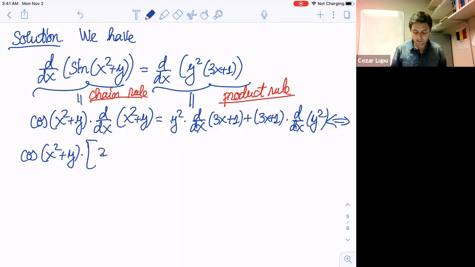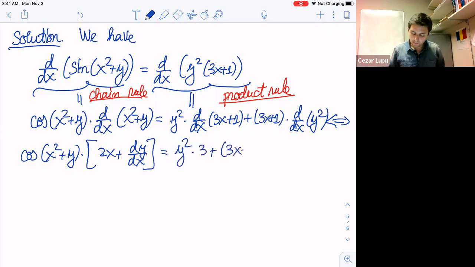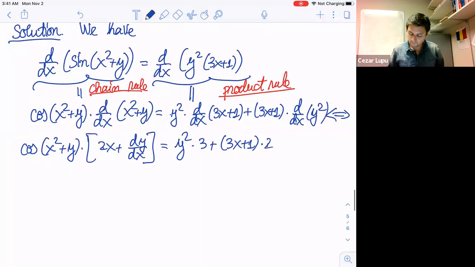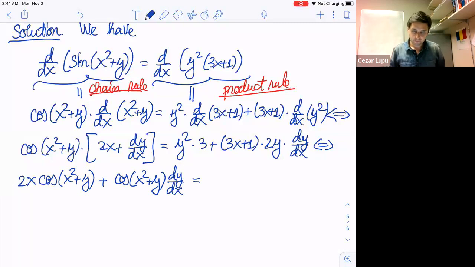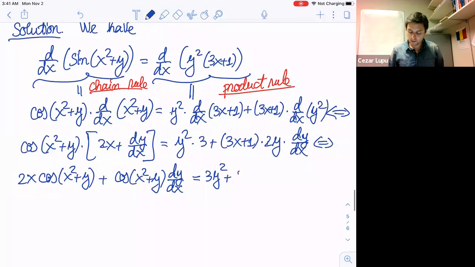So d over dx of x squared will be 2x plus dy over dx. And here we will have y squared times 3 plus 3x plus 1 times 2y dy over dx. This would be equivalent, if we do the algebra here, to 2x cosine of x squared plus y plus cosine of x squared plus y dy over dx. And this will be equal to 3y squared plus 2y times 3x plus 1 dy over dx.